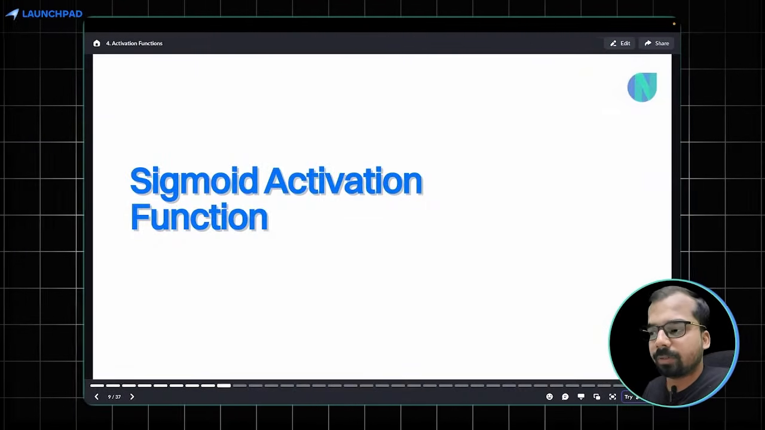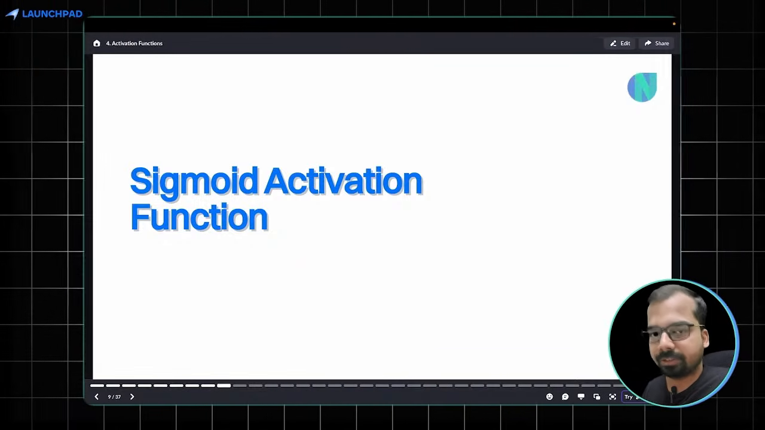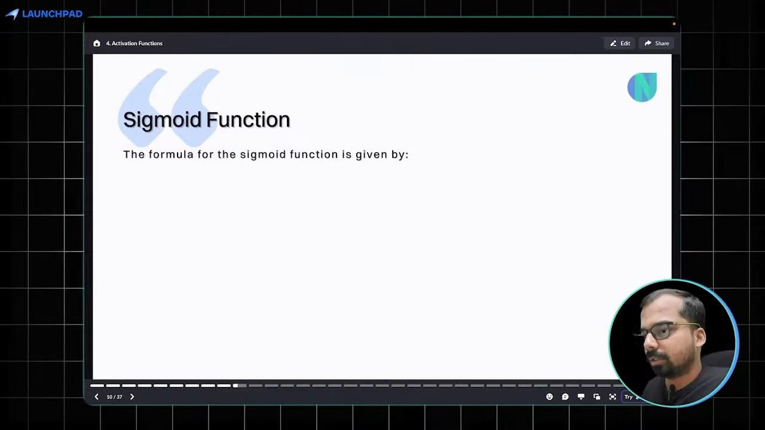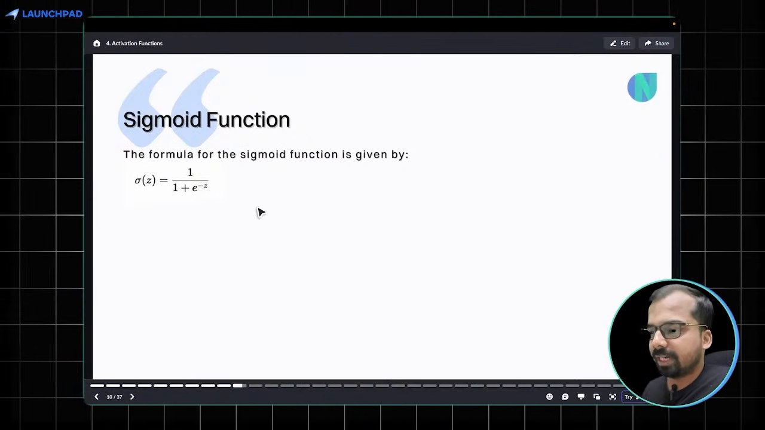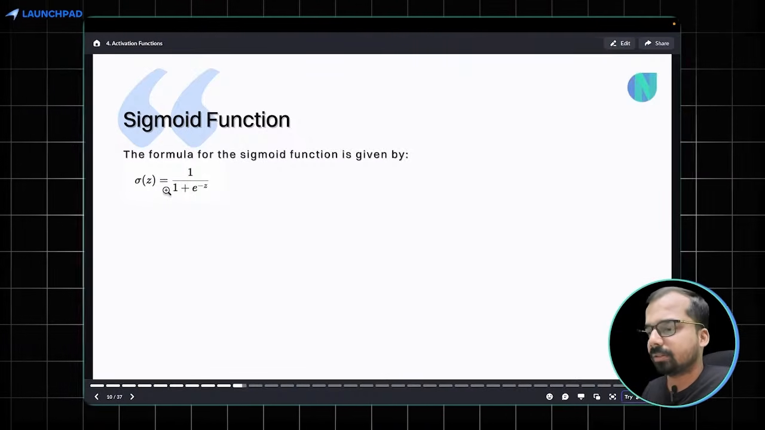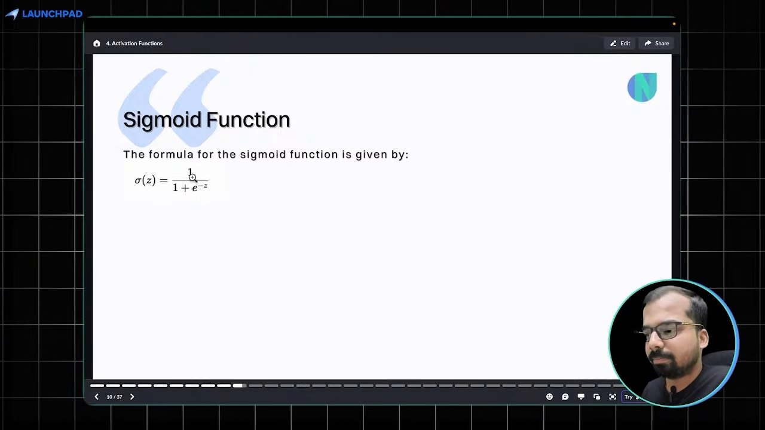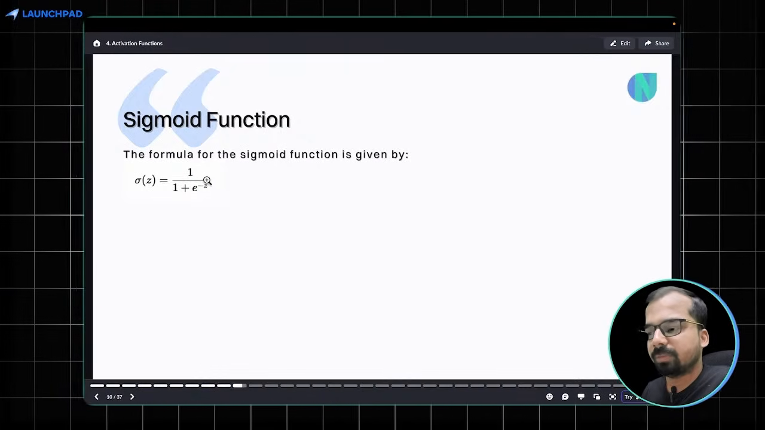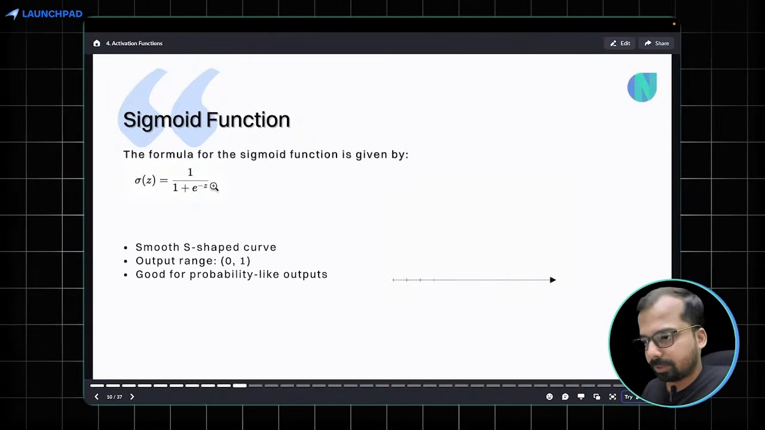Now let's talk about the first activation function, known as the sigmoid activation function. The sigmoid activation function formula is as follows, where z is our weighted sum. Whatever weighted sum we get, we apply to this function, 1 upon 1 plus e to the power minus z, and that is my output.